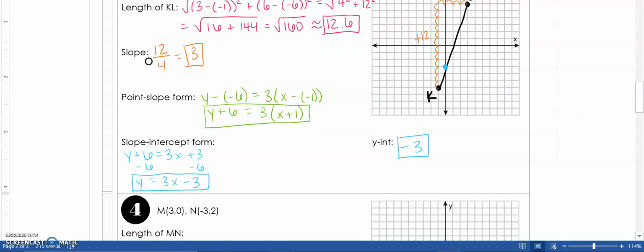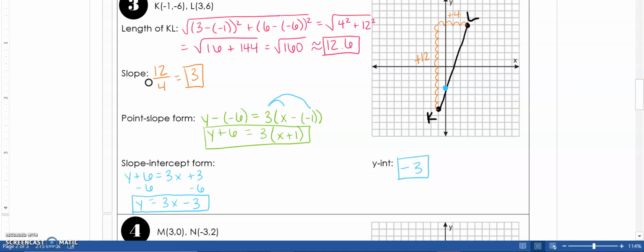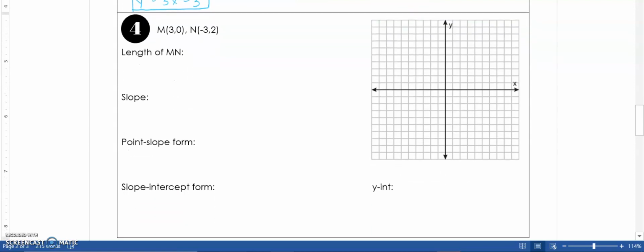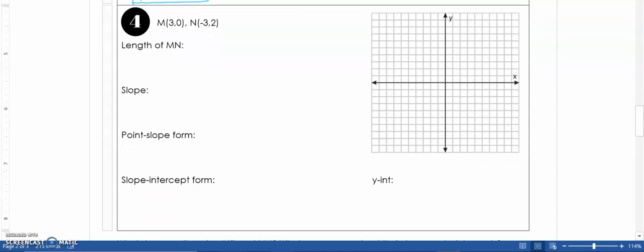And then to get our slope-intercept form, we want to take our point-slope form and solve for y. So in order to do so, we distributed the 3, so 3 times x, and 3 times a 1, which gives us 3x plus 3. Subtract the 6 over to get y alone, and we get y equals 3x minus 3. And so based off this equation, or based off the graph, we can see that the y-intercept is at -3. Okay, so once again, do number 4, pause the video, and compare your answers, and then we're going to compare graphs 3 and 4 together.